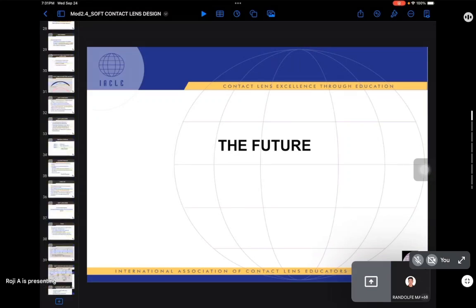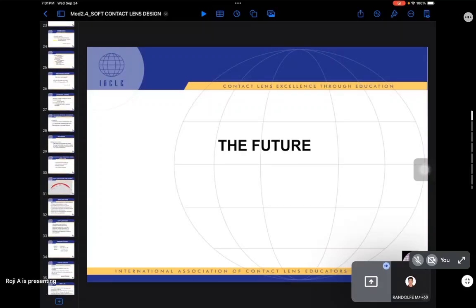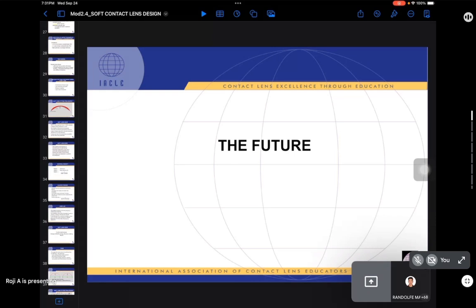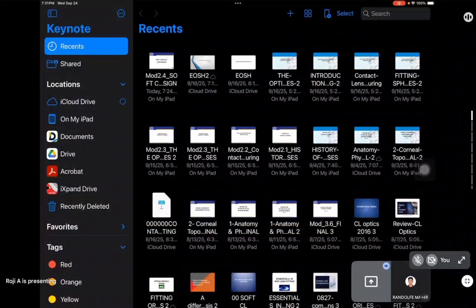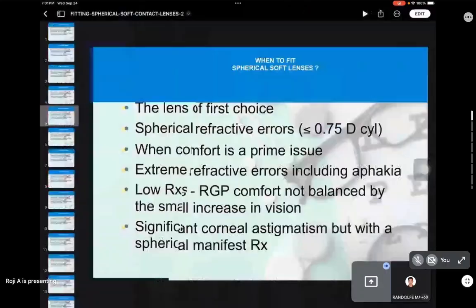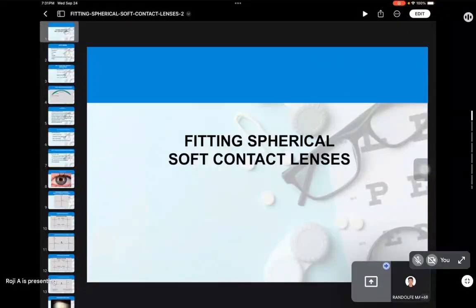All right. So we're moving now from soft design to soft fitting. So we're moving on to a different slide now. Let's go, fitting sphere. Okay, so we're going now for this slide. Randolph, are we good? I'm not gonna include the future slide, although the future slide is more on what are the technologies to be included, what are the things that we can do, and all of that.